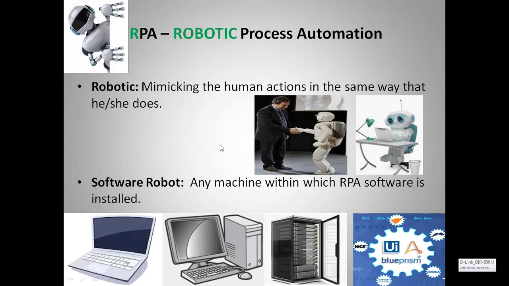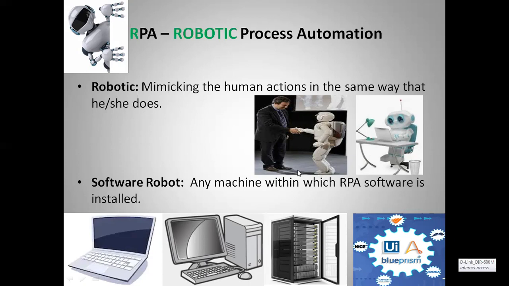And what is said to be a software robot? Any machine within which RPA software is installed is called a software robot. And that machine could be a laptop or desktop, or that could even be a server, right? And RPA software could be UiPath, Blue Prism, Automation Anywhere, Pega, Nice, etc. There are so many software tools available in the market. If any of those softwares are installed inside the machine, that machine is said to be a software robot. And we are gonna have these software robots mimic the user actions, right?